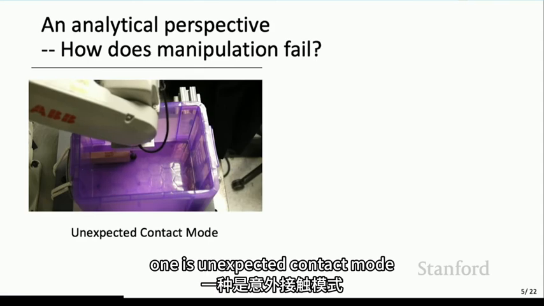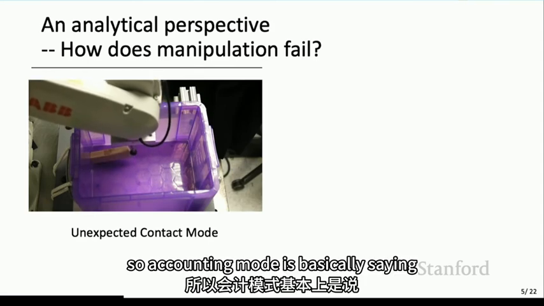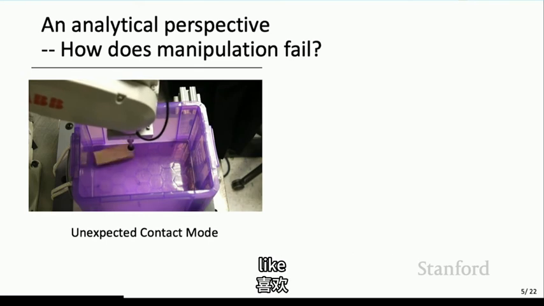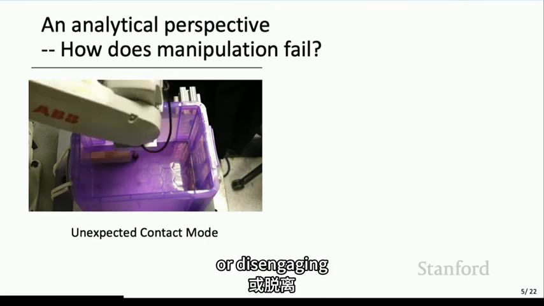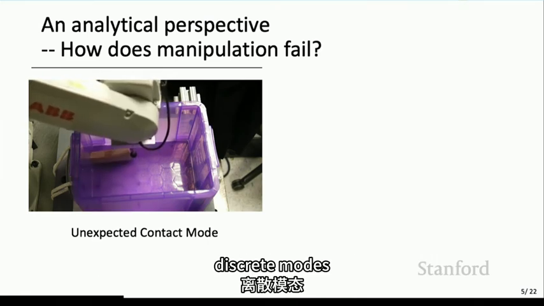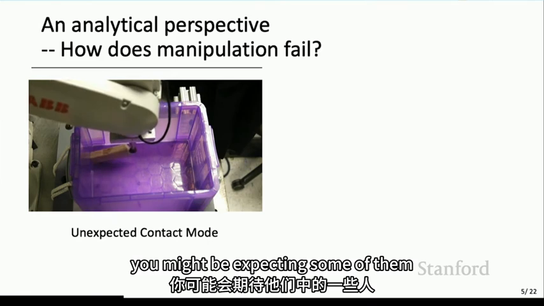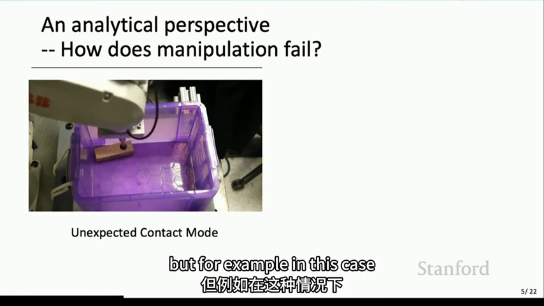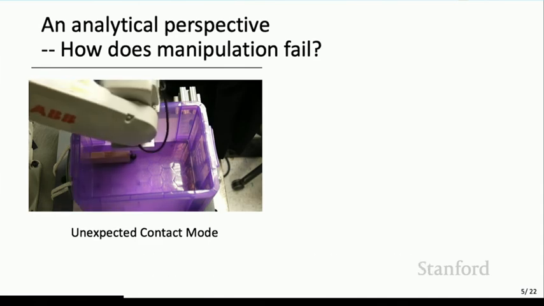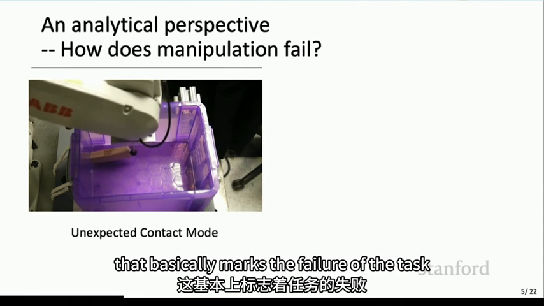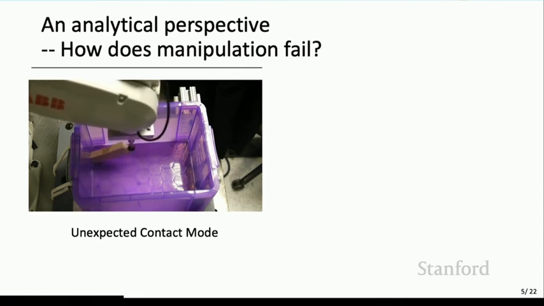One is unexpected contact mode. So a contact mode is basically saying, like a contact point could be either sticking or sliding or disengaging. Okay, they're discrete modes. You might be expecting some of them, but for example, in this case, if the contact point with the robot suddenly changes from sticking to sliding, that basically marks the failure of the task.